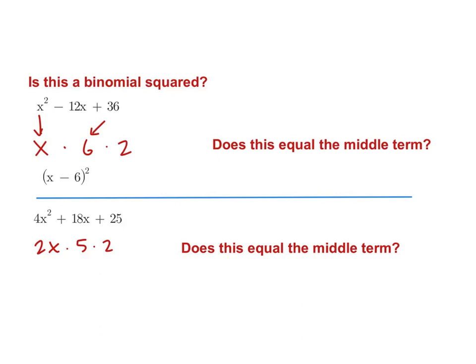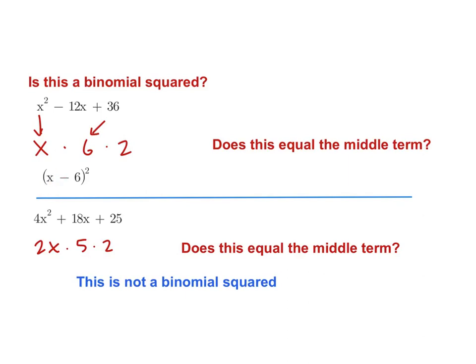It does not. Okay, so what does this mean? It's not a binomial squared, correct. This is not a binomial squared. So I can't rewrite it in this kind of form. It may be factorable, I don't know if it is or not. But it can't be factored in this way.